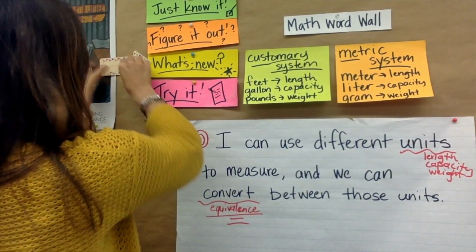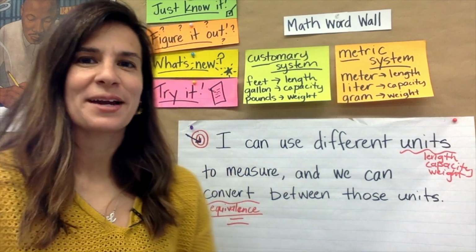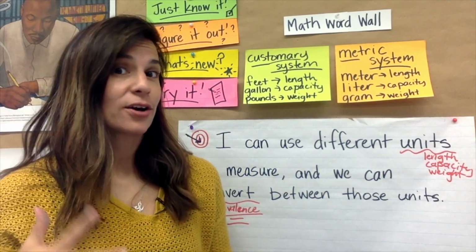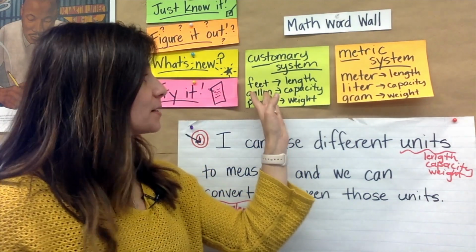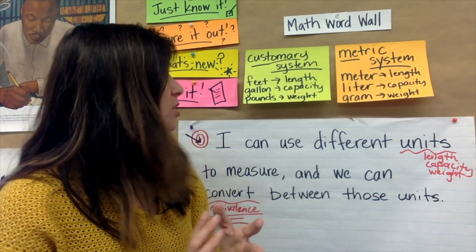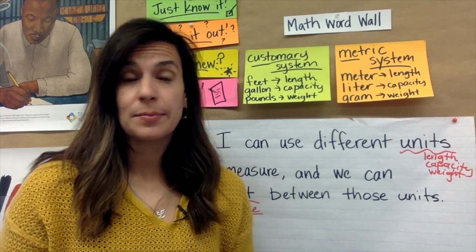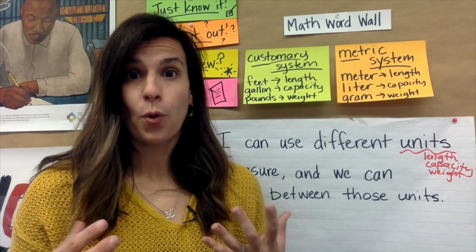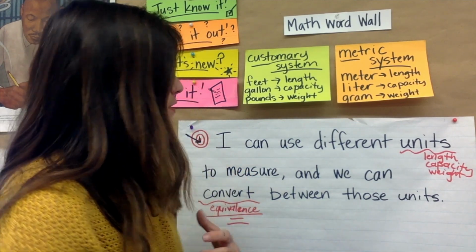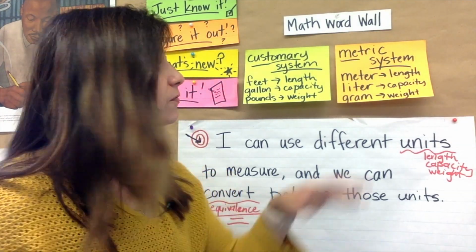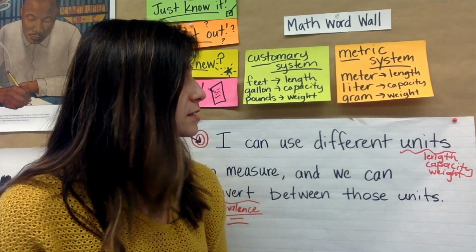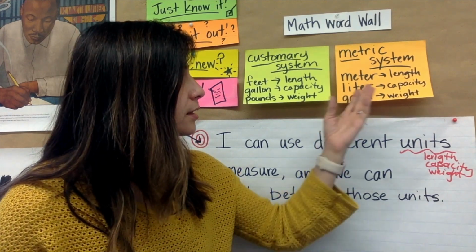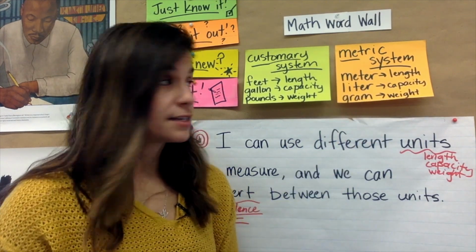Nice work. Let's move on to What's New. Well, it's not as new as you might think. Last time in our first part of this lesson, we worked on the customary system with feet. We worked on it with gallons, but we spent most of our time working with weight, doing pounds and ounces. And today we're going to focus on the metric system. A lot of places in the world use the metric system. Meter, liter, and gram for length, capacity, and weight.